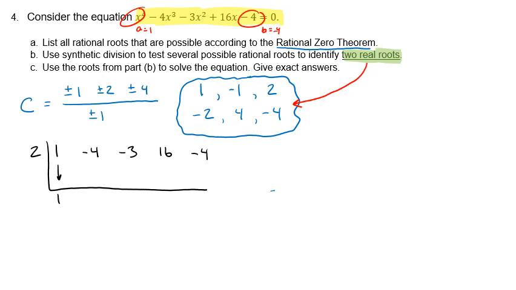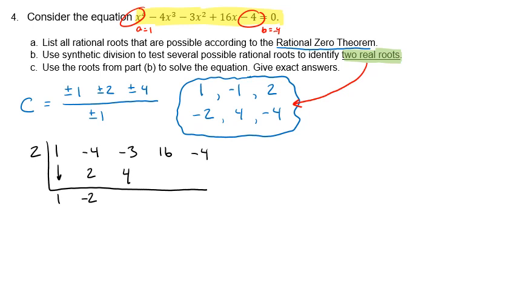Bring down the 1. 2 times 1 is 2. Add down, we get negative 2. 2 times negative 2 is 4. Add down, we get 1. 2 times 1 is 2. Add down, we get 18. Ooh, let me back up. Small sign error here. Let me erase the 18 and the 2 and the 1. Sorry about that.